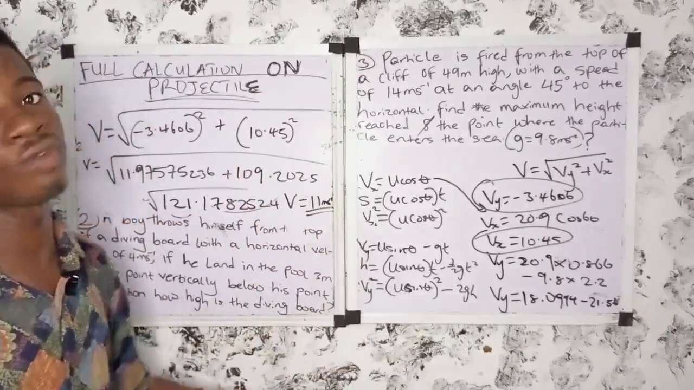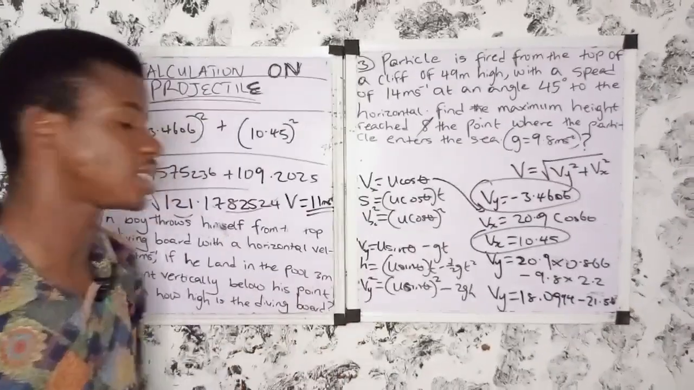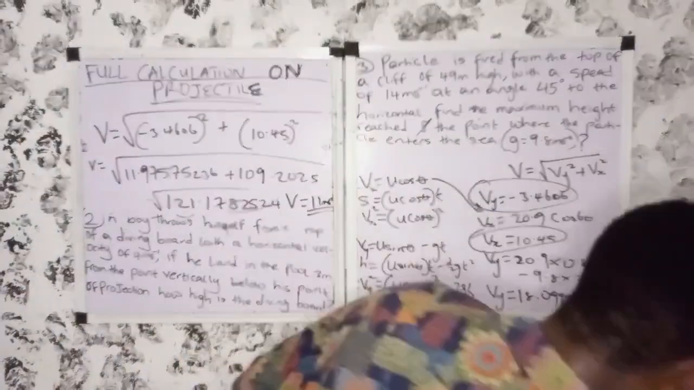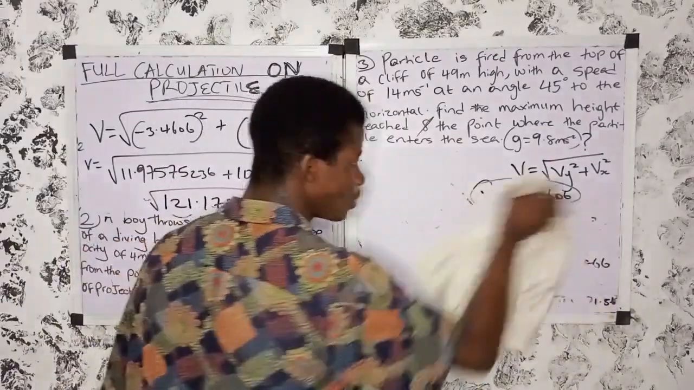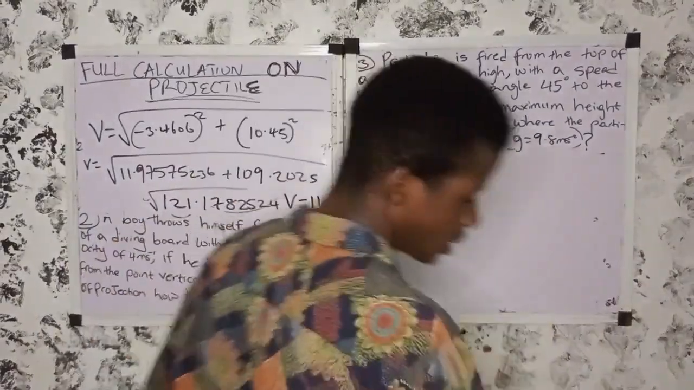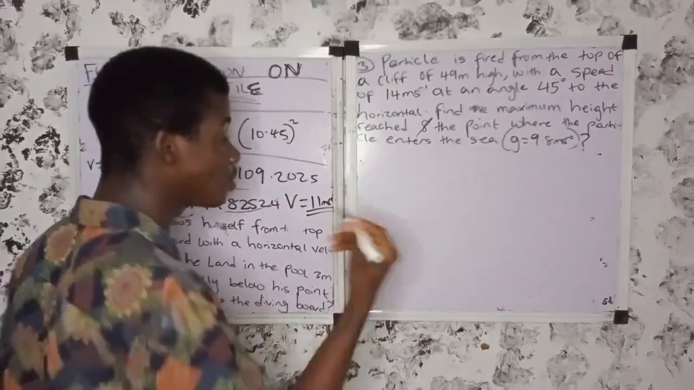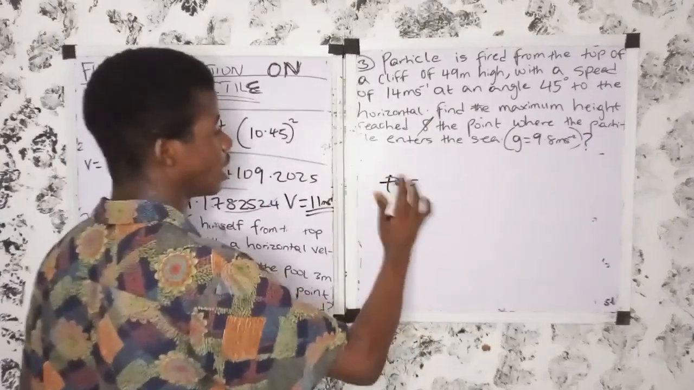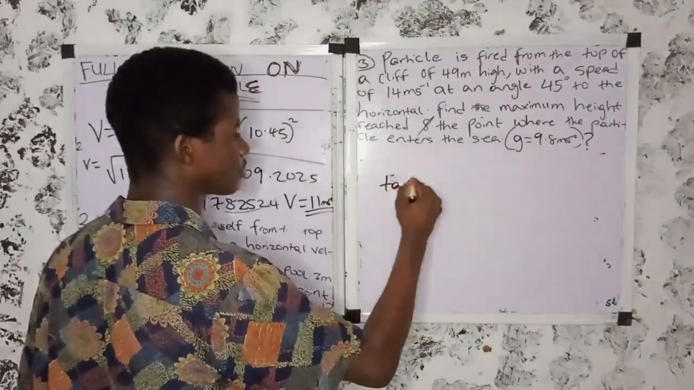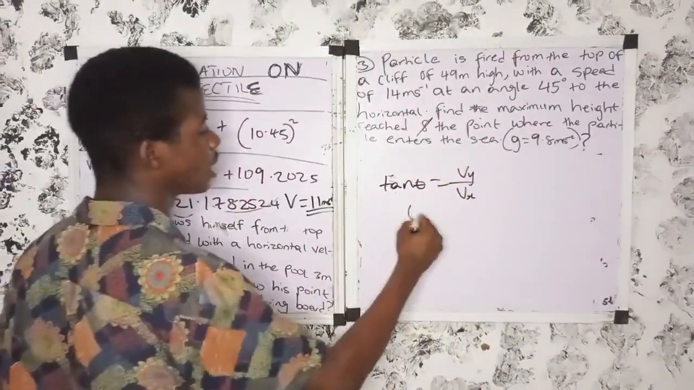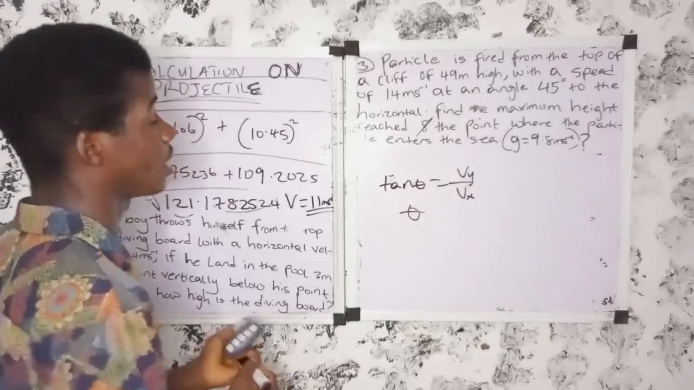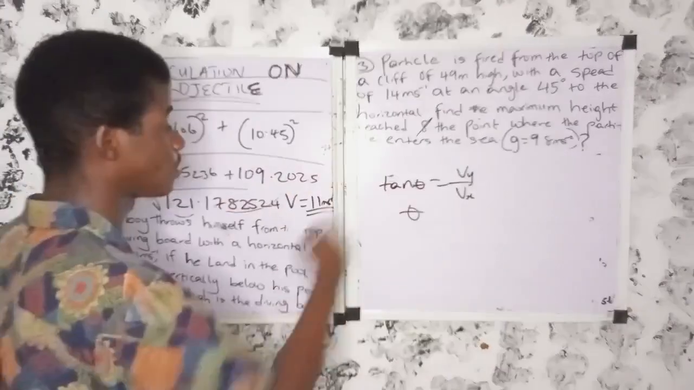Now they also tell us to look for the direction of the final velocity. How are we going to look for the direction? I told you guys in the previous class video as well. Direction is tan theta equals Vy over Vx, right? Now to make theta stand alone, you take the inverse of tan.